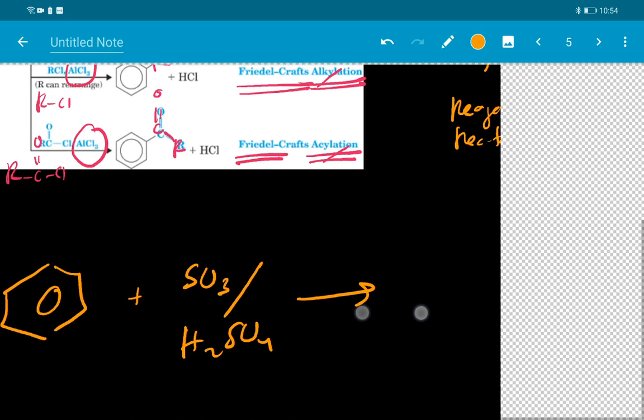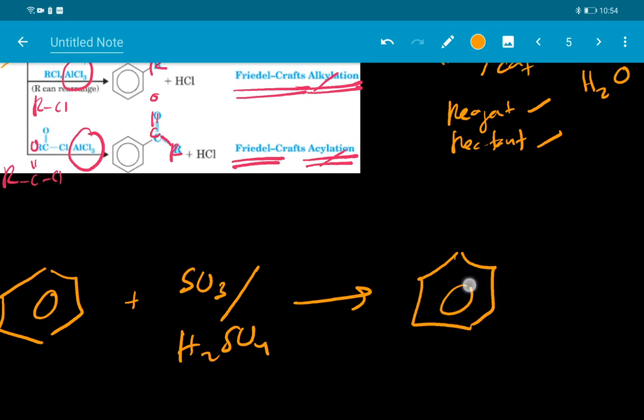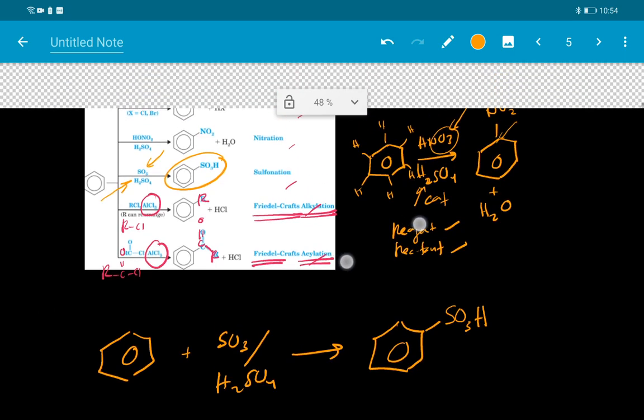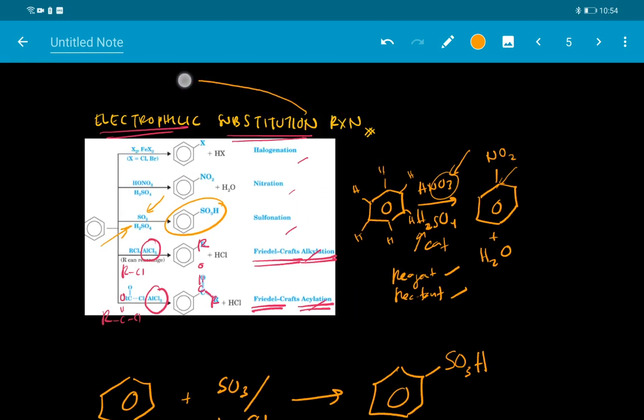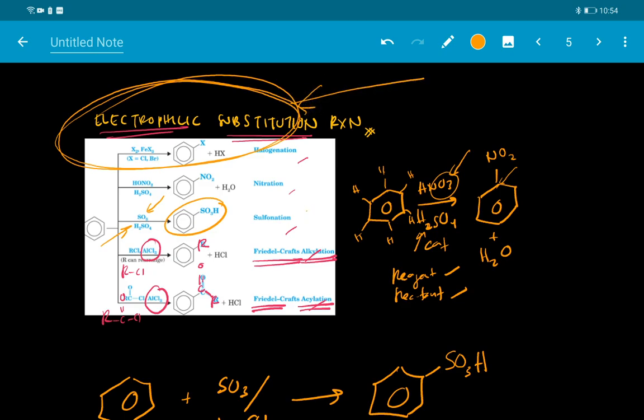What's going to happen is the product will be a benzene attached to SO3H. So again, the first thing that you need to know is you need to memorize all of the reactants involved in the electrophilic substitution reaction. There are 5 main reactions: halogenation, nitration, sulfonation, Friedel-Crafts alkylation, and also Friedel-Crafts acylation. This is the reaction name, while the mechanism will be called electrophilic substitution. Okay, this is the first thing that you need to know.